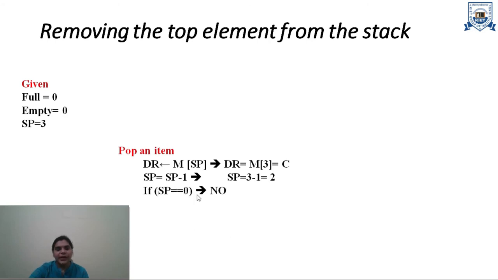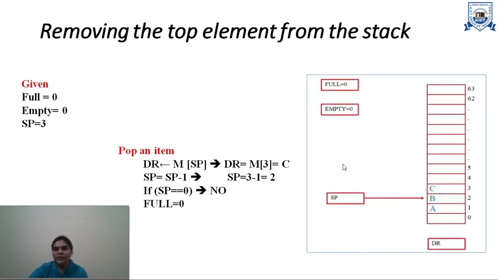We will check the empty condition, whether the stack pointer is pointing to 0. No. So the condition fails here. Now we will assign 0 to full, denoting that stack is not full. As you can see here, now C has been read from the stack and the stack pointer is pointing to address 2. Physically, C will not be removed from the stack.